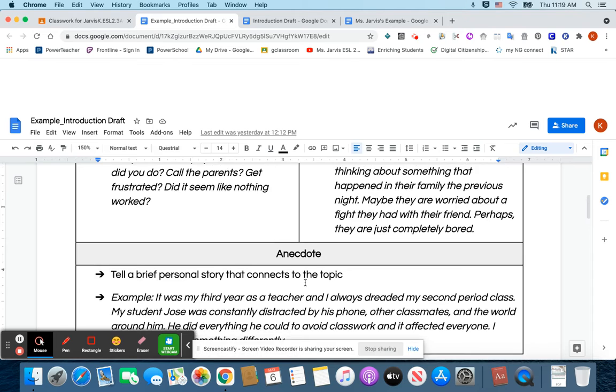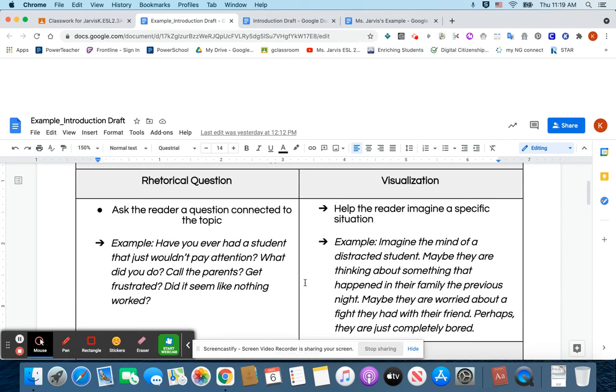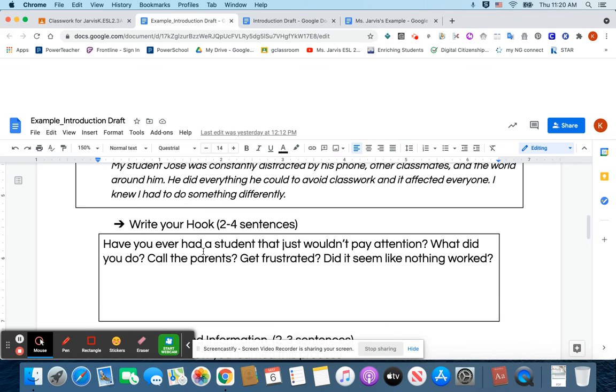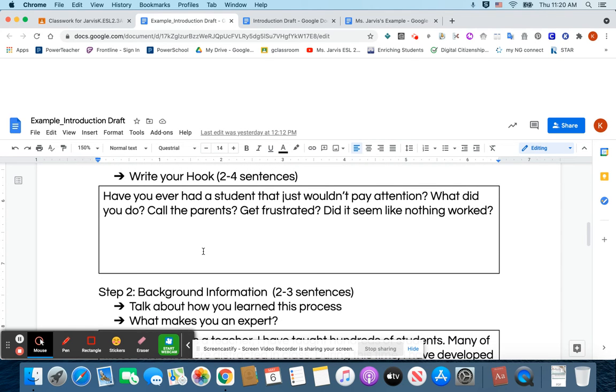So I decided that the way I want to start my essay is by doing a rhetorical question. So that's how I'm writing my hook. Have you ever had a student that just wouldn't pay attention? What did you do? Call the parents, get frustrated? Did it seem like nothing works? That's the first step to the introduction, writing the hook.